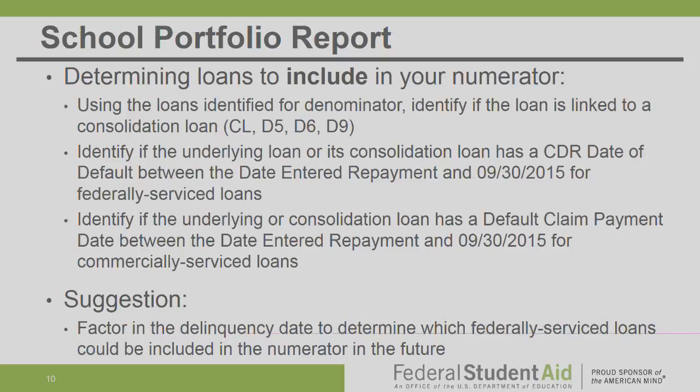CDR date of default is only applicable for federally serviced loans. So if the department is servicing the loan, you're going to look for a CDR date of default. If it's a FFEL commercial loan, that's where you have to look at the insurance claim payment, not the CDR date of default. So the insurance claim payment is the driver for the numerator on a FFEL commercial loan, as opposed to a federally serviced loan, where it's the CDR date of default. If you have questions about that, that's one of those things we can talk about offline on a one-on-one basis.